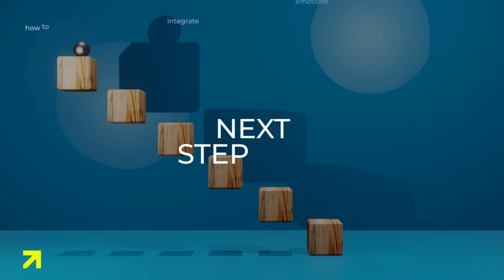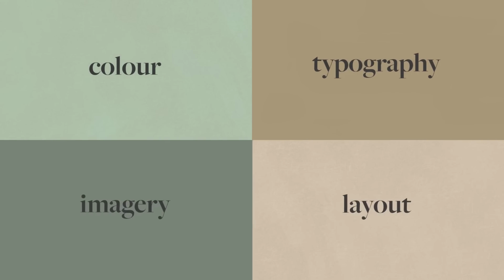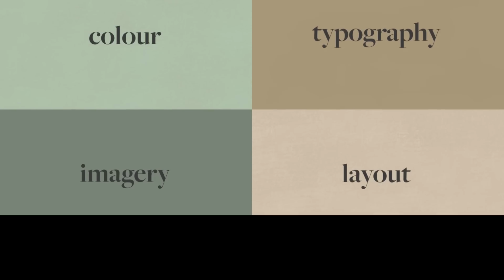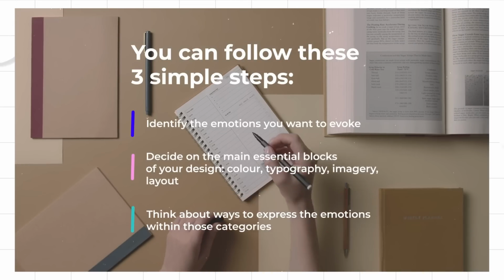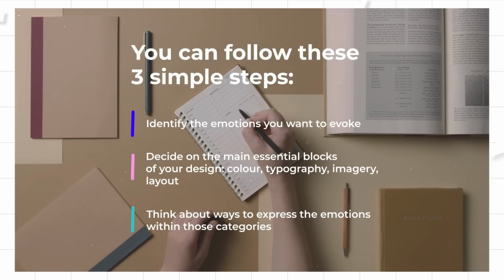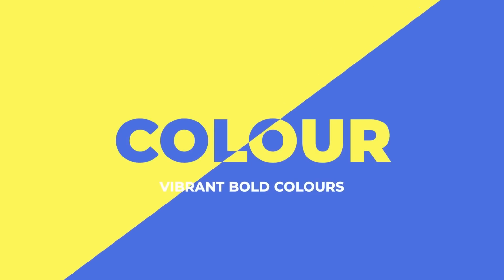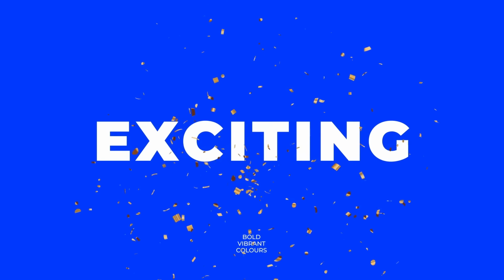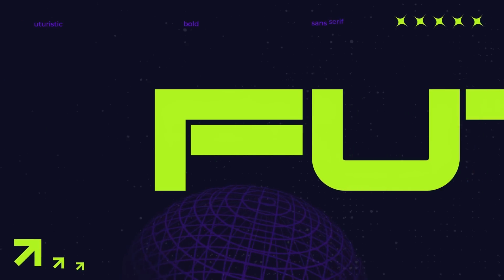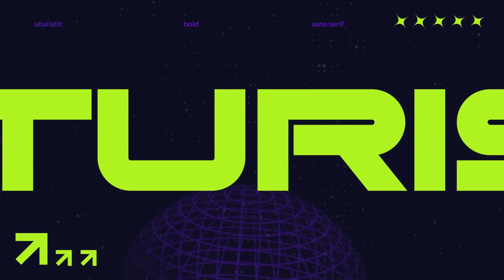Next step, write down somewhere 4 categories of color, typography, imagery, and layout. These are the main essential building blocks of your design, or any design for that matter. The third step is to write down ways you can express the emotions within those 4 categories. So for color, we might want to use reds or possibly vibrant bold colors. This is because these colors are hard-hitting and exciting, which leads back to that emotion of excitement. For typography, we might want to go with futuristic, bold sans serifs.